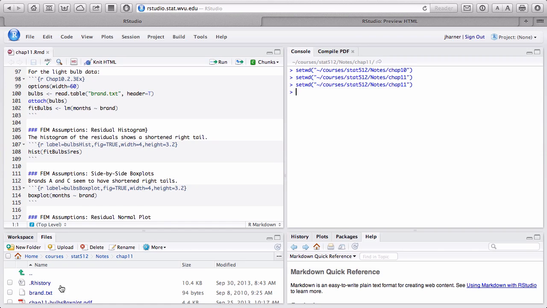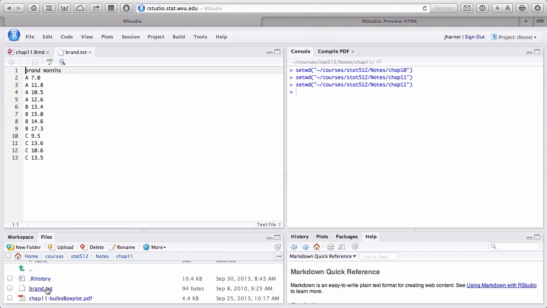So there is a data set called brand. What we have is light bulbs, and we have 3 different brands, and we're looking at how long each lasts in months. So we're looking at A, B, and C, 3 brands of light bulbs, and we'll look at the length of life of these 3 light bulbs.